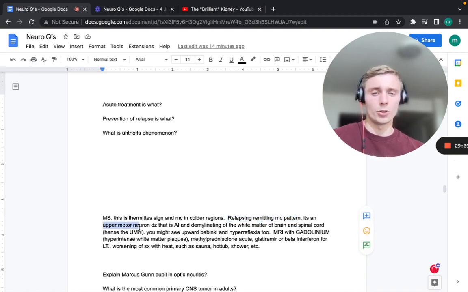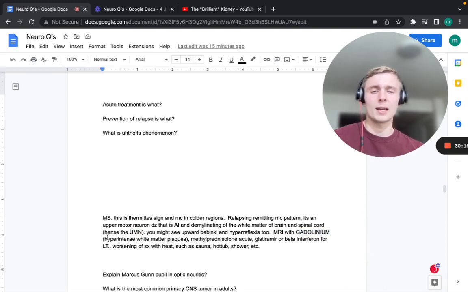It's an upper motor neuron disease that is autoimmune in nature, and it's demyelinating of the white matter in the brain and spinal cord. That's why it leads to that spasticity, because we're losing the inhibition from the upper motor neuron, so we have uninhibited lower motor neurons. So you might see an upward Babinski and hyperreflexia, which is consistent with our understanding of an upper motor neuron disease.